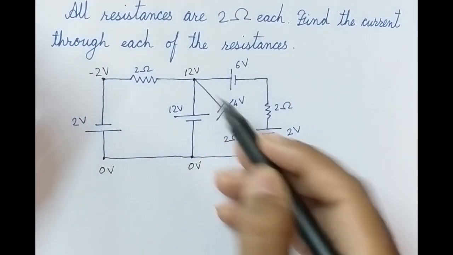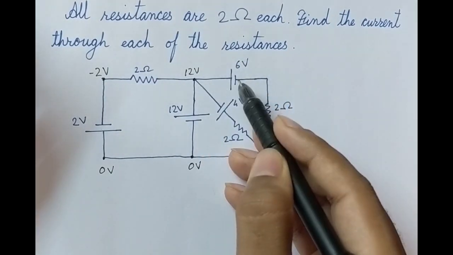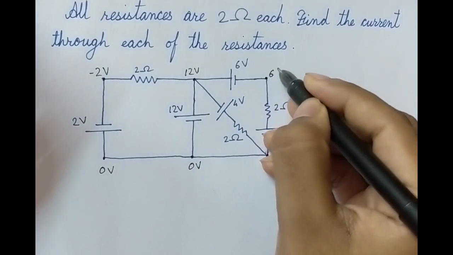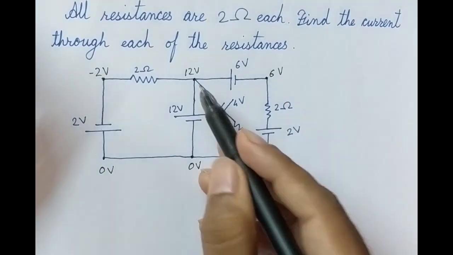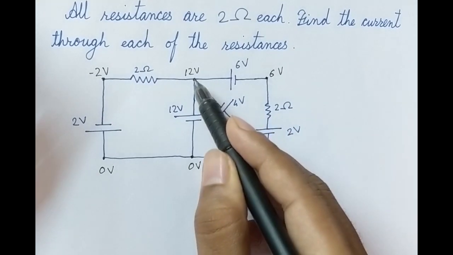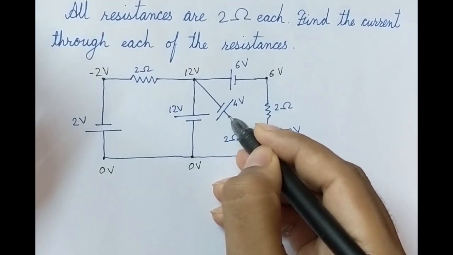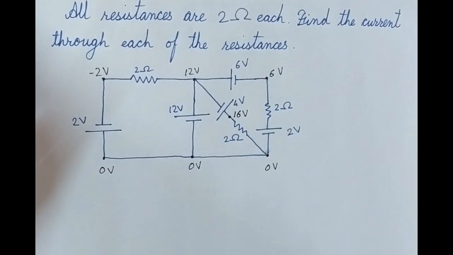For this cell over here, if the positive end is at 12 volt, to maintain a potential difference of 6 volts, the negative terminal should be at 6 volts, so that there's a potential difference of 6 volts maintained. Over here, for this 4 volt cell, the negative terminal is at 12 volts, so the positive terminal should be an extra 4 volt, that is this point should be at 16 volts.